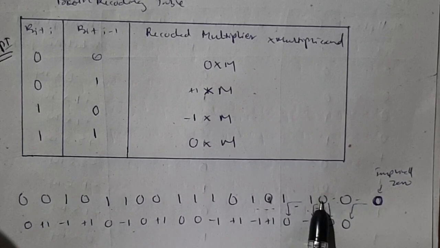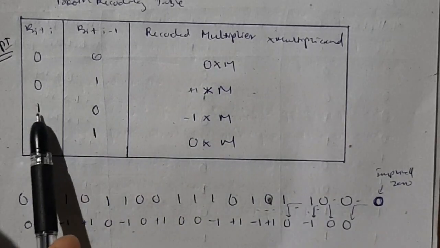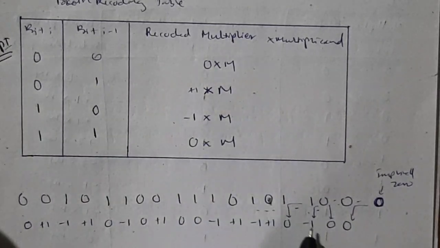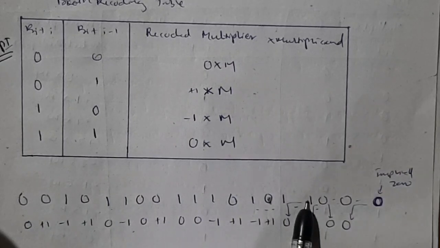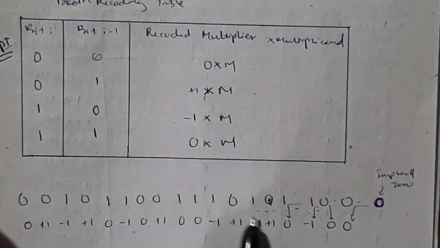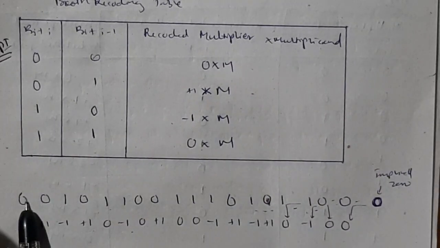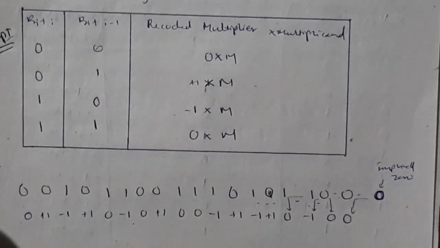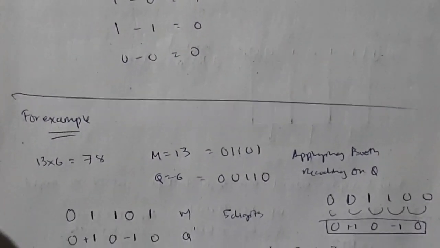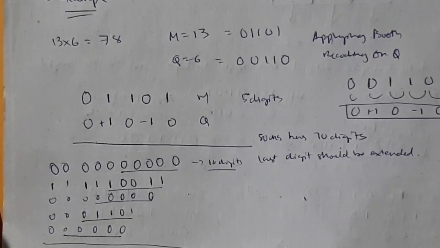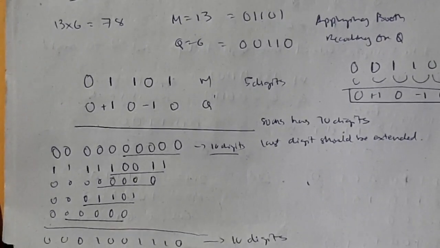Now 1 and 0, you have to compare 1 and 0. See here, 1 and 0, what is it? Minus 1 into m. Just write minus 1. Like that 1 and 1. What is it for 1 and 1? It is 0. Right, here 0. Like that do for the whole binary number which they give you. It's a small thing only, you can easily understand.